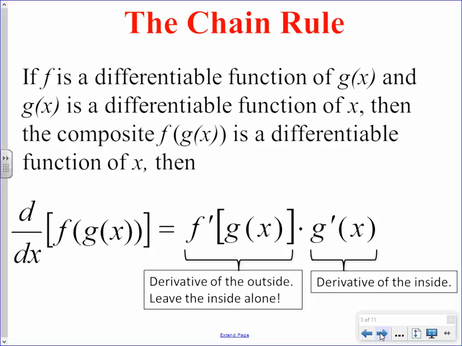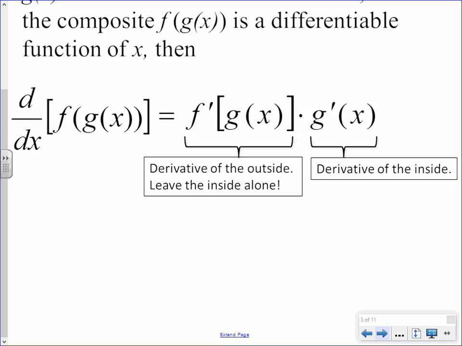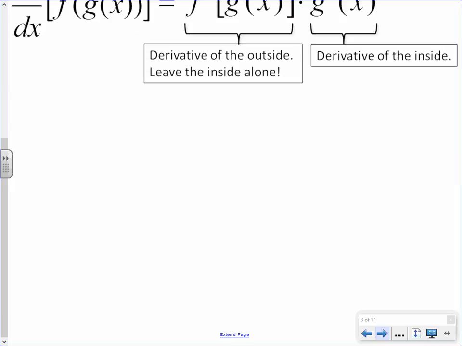Okay? Now, I'm going to show you why this is the way that it is. Okay? This is in your book as well. Don't worry about writing it down. But, okay, so if y is f of u and u is g of x, right? Basically, this is the composition, right? I just broke it apart into two different functions.